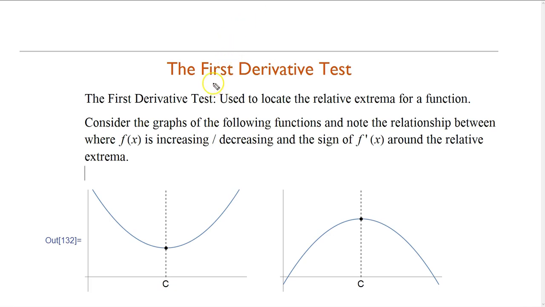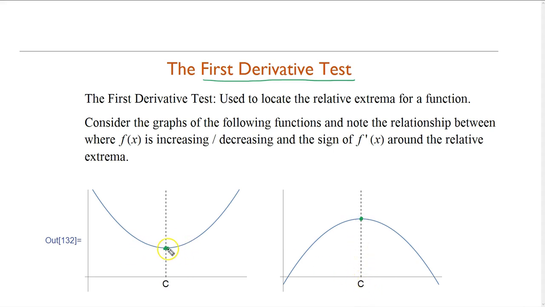Now let's go over the first derivative test. This is a test used to locate and identify relative extrema for a function. So to see how the test works, consider the two graphs that we have down here. Notice for the first graph, we have a relative minimum when x is equal to c, and for the second one we have a relative maximum when x is equal to c.